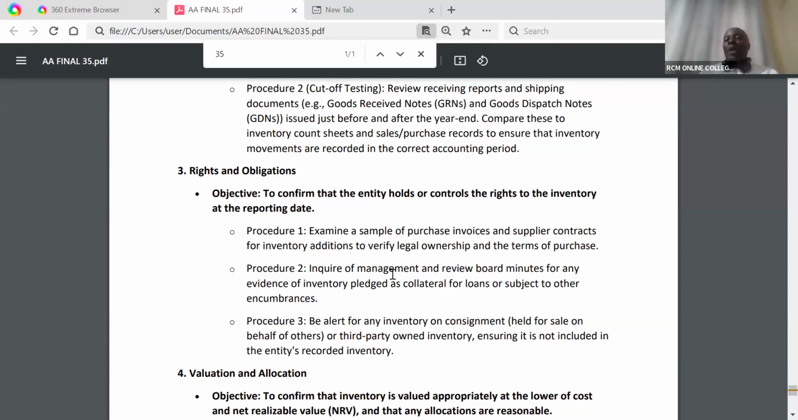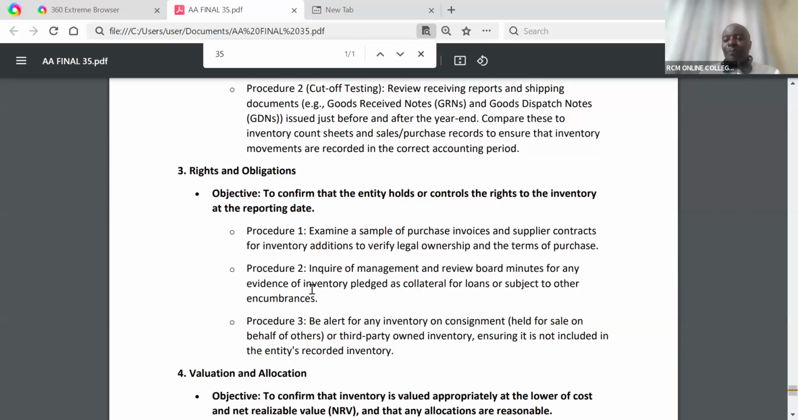Procedure number 2, inquire of management and review board minutes for any evidence of inventory pledged as collateral for loans or subject to other encumbrances. Under rights and obligations, this is normally a free mark. Remember, when you have pledged some assets, those assets are supposed to be reported differently, because there is a loan attached to them. Once you have given out something as collateral, once it is charged, it ceases to be yours per se. So we have to review these contracts a lot.